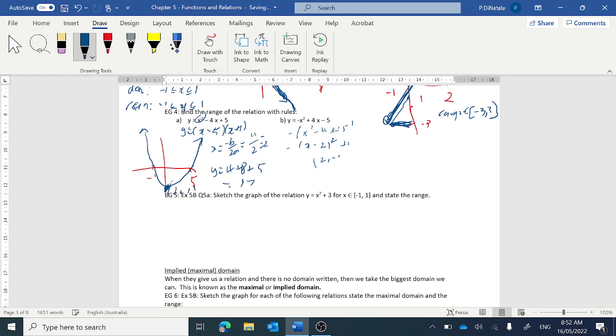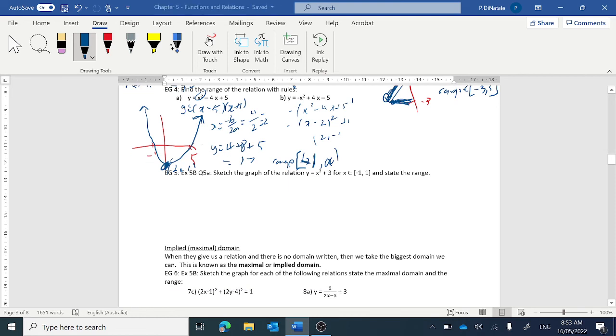So the range for that one there should be negative 1 to infinity, because it continues. Negative 1 to infinity, negative 1 is included because the smallest number is there. Do that. I can't do B, I'll run out of room there.